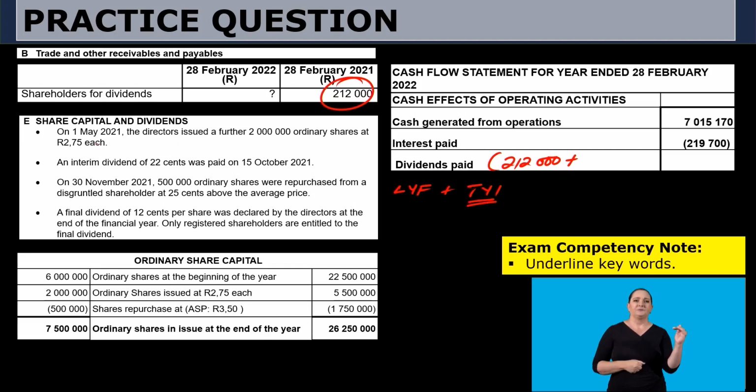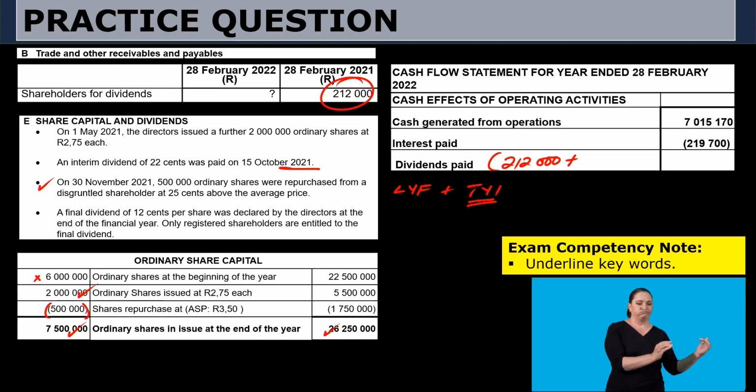Then we're given information which reads, on the 1st of May, the directors issued a further 2 million shares. So that means we do not have the 6 million, but we have that 2 million, and we had these figures at the bottom. These were given. And then an interim dividend of 22 cents was paid on 15 October. Now, you cannot get the number of shares as yet. You still need to come and read the third bullet, which says, on 30 November, 500,000 shares were repurchased. So you come here and then you have your 500,000 shares there in bracket.